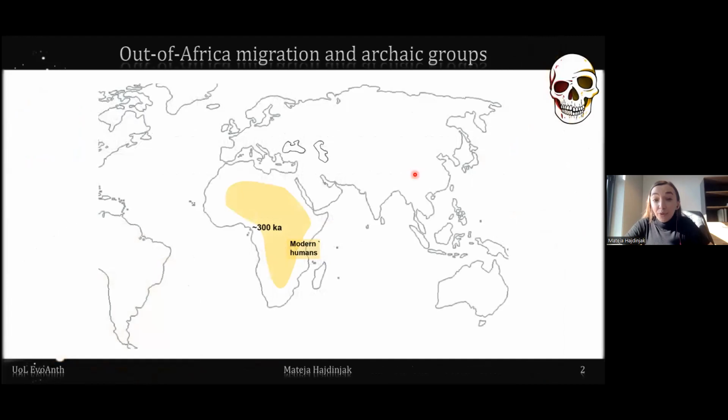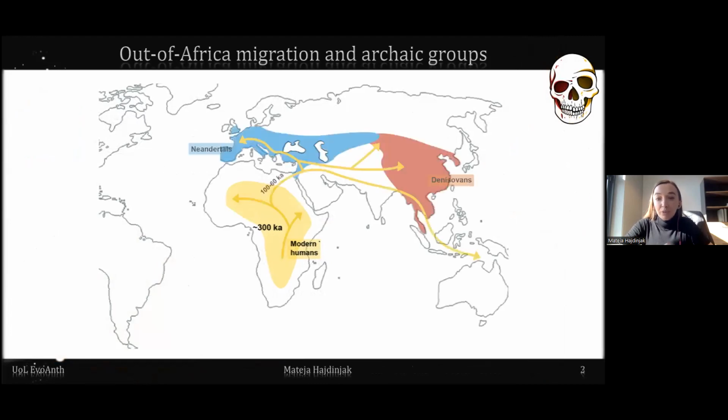So as most of you already know, modern humans first appeared in Africa at least 300,000 years ago. And somewhere between 100,000 and 60,000 years ago, a subset of those humans migrated out of Africa and spread across the world. At the same time, other hominin groups were present in Eurasia, such as Neandertals, here in blue in the West, and their sister group, the Denisovans, for whom we can only assume their geographical distribution, were present in the East.